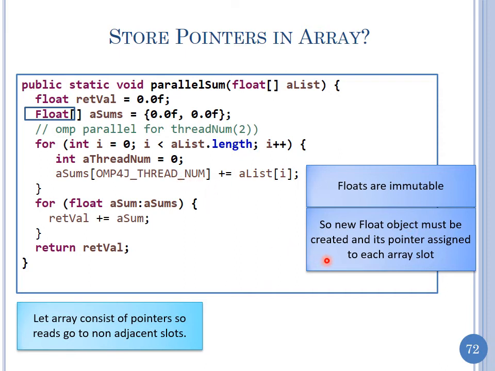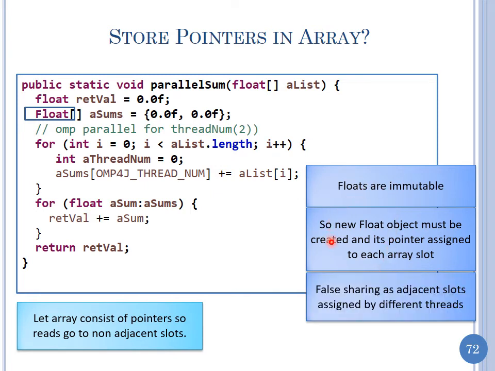In fact, I was at a conference where they were talking of why Java is not conducive to parallel programming, and one of the problems was these immutable types here. That there was too much allocation. So false sharing is adjacent slots assigned by different threads.